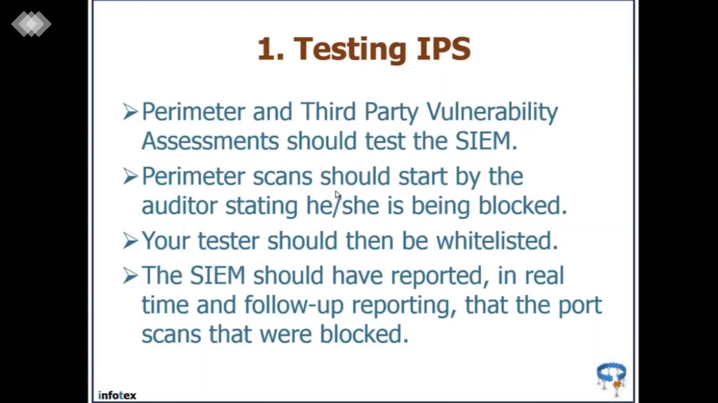But when you're testing it, anytime you do a perimeter scan, it should start by whoever's executing that scan saying that he or she is being blocked, that they really can't find the vulnerabilities on your perimeter because the intrusion prevention system won't even let them see the perimeter, right? They're blocking them from access to the perimeter. And the reason why is because it's a pretty easy IPS signature to write that, hey, if you see somebody scanning us, block that IP address. And so your tester then needs to be whitelisted in order for them to continue the test.